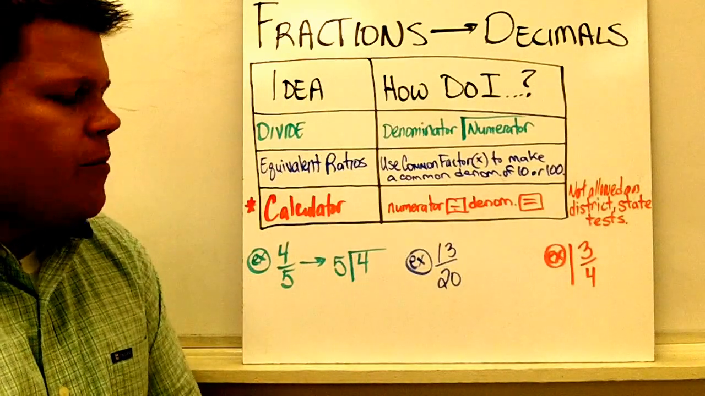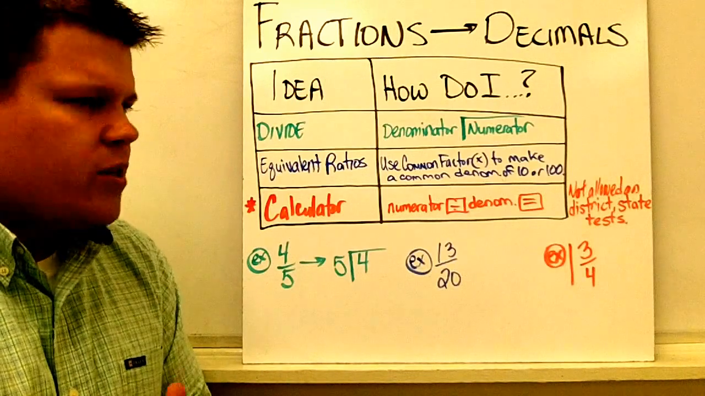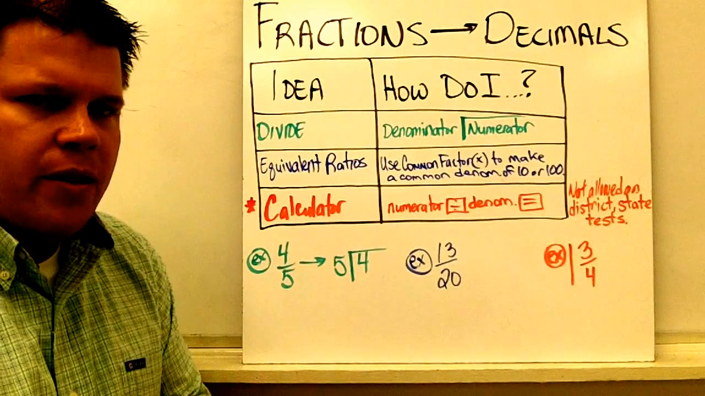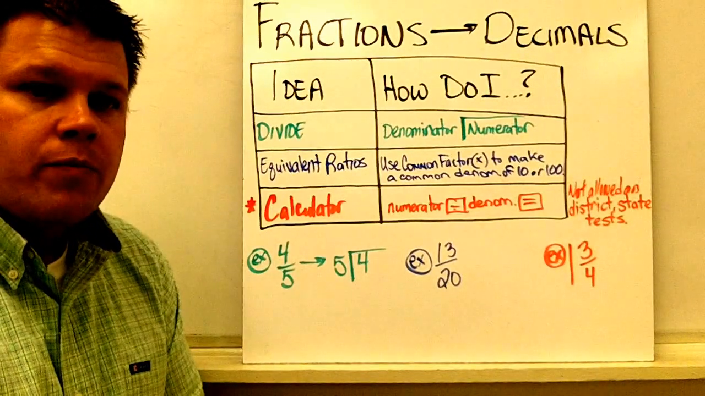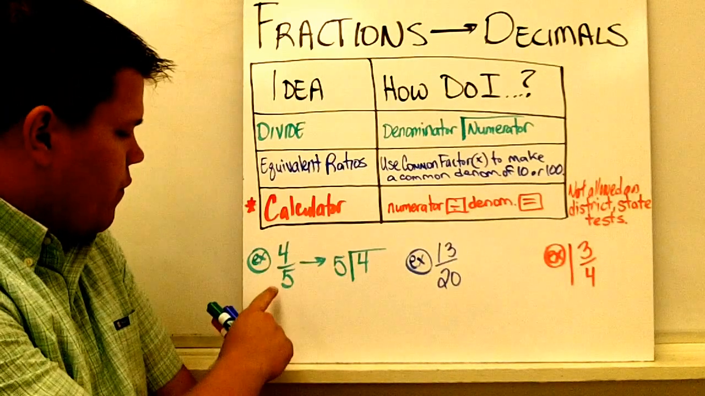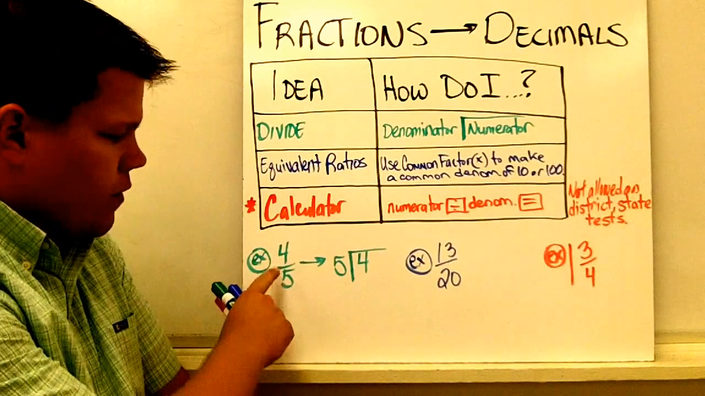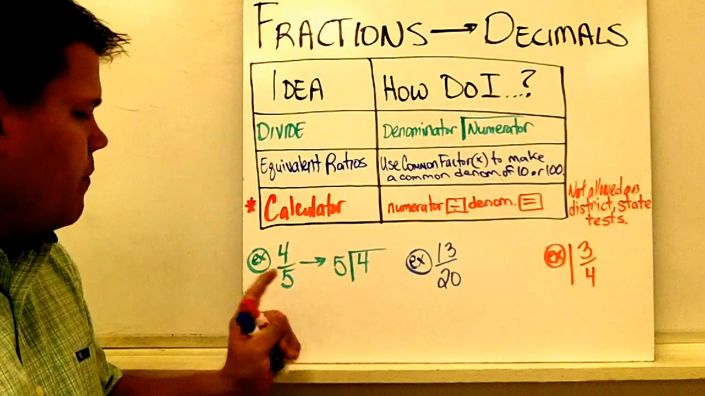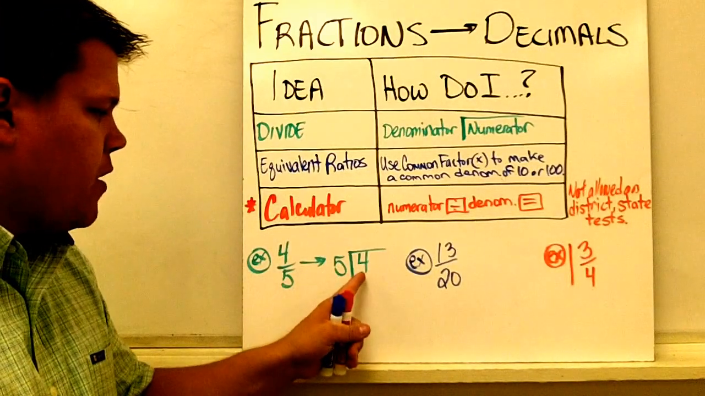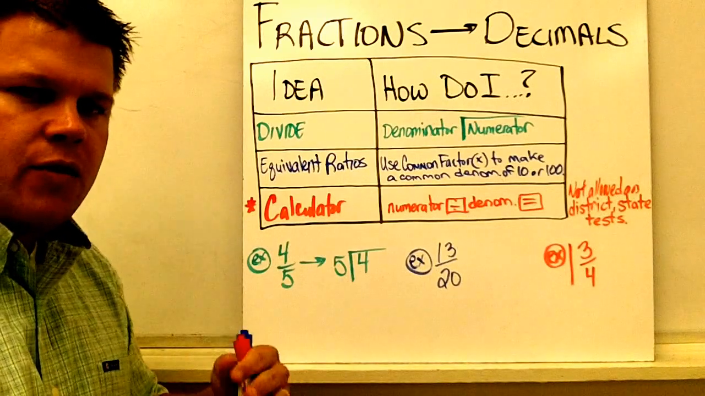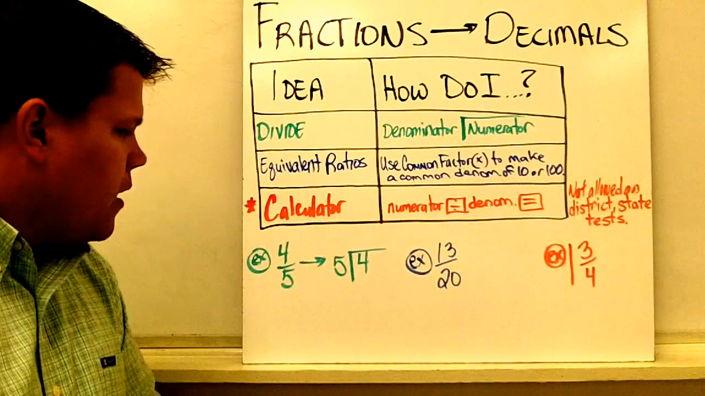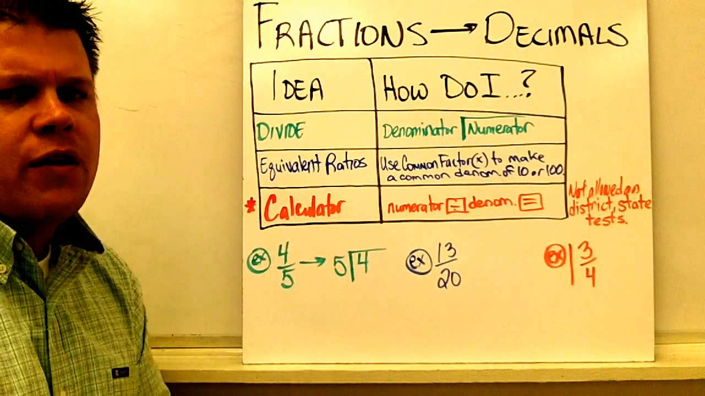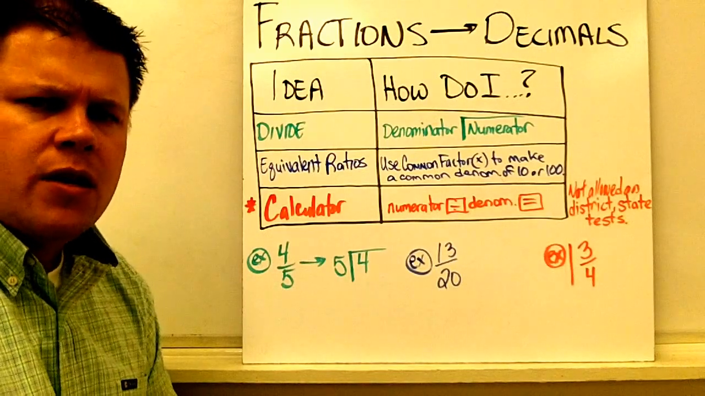And by using division, I'm going to take my given fraction and I'm going to divide the denominator into the numerator. And the example that we have right here is 4/5. The way that it would be set up in a problem would be to have the denominator on the outside and have the numerator on the inside of that division box, basically.